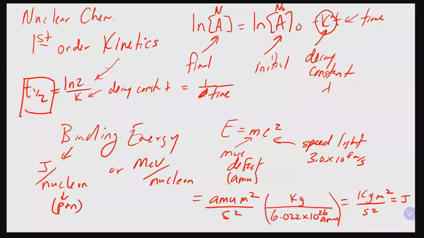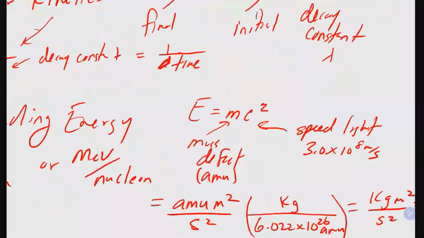It is also, as we talked about at the end, a measure of stability. The higher the binding energy per nucleon you have, the more stable that isotope is. And the opposite would be true: the lower the value you have per nucleon, the less stable it is. Any questions on any of that stuff we talked about last time?